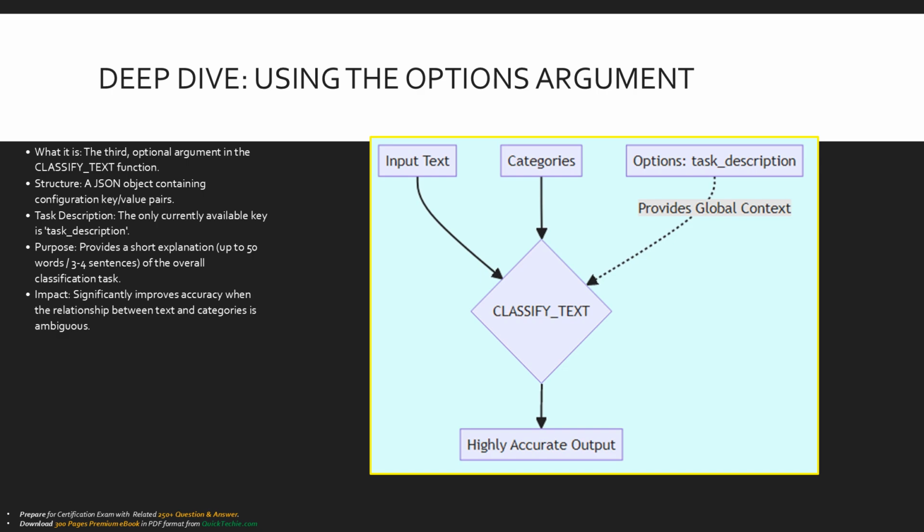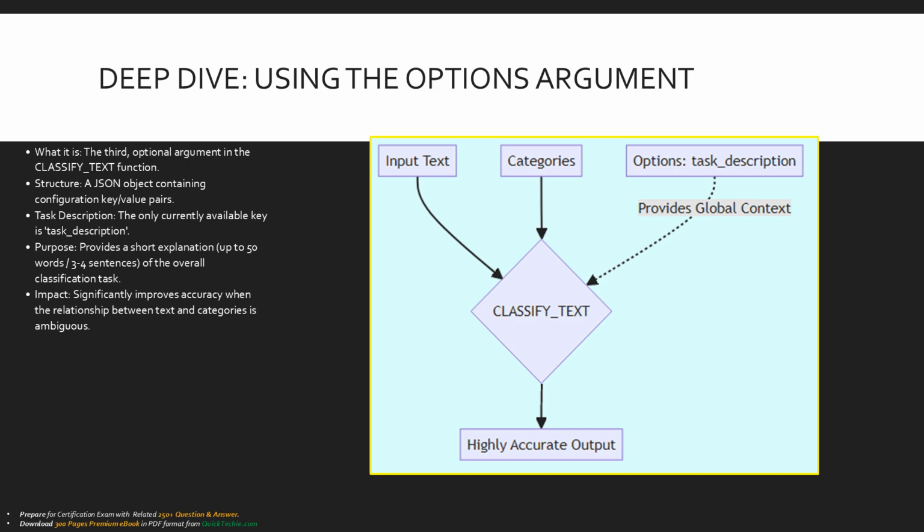categories. This diagram shows the complete, optimized data flow. We have our input text and our categories feeding into the function. But notice the dotted line from the options box. The task description wraps the entire operation in a layer of global context.